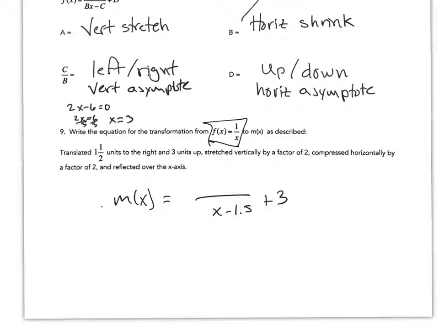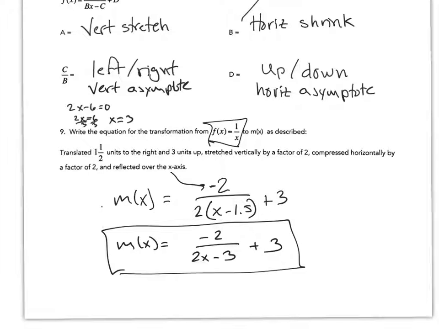Not a part of the fraction, not in the numerator, not in the denominator, just out there. Stretched vertically by a factor of 2. That goes in the numerator. Compressed horizontally by a factor of 2. Well, now I've got to throw in parentheses and then put that in there. And then reflected over the x-axis. Remember, reflected over the x-axis means a negative sign in the numerator. That is the answer. If you would rather have it multiplied out, just distribute the 2 in the denominator to x minus 3, and then the plus 3 is not affected by that. So this is the simplified version. Both versions are correct, and you could leave it either way.